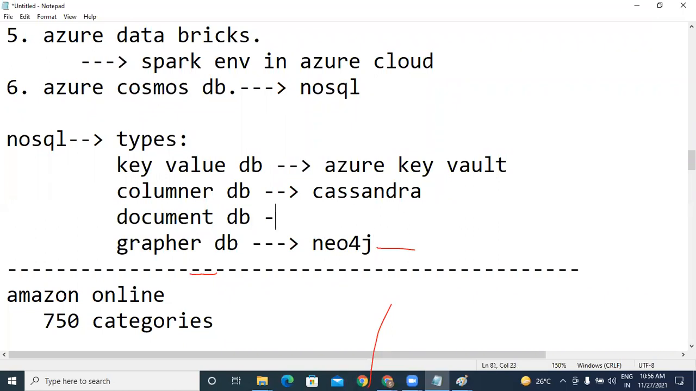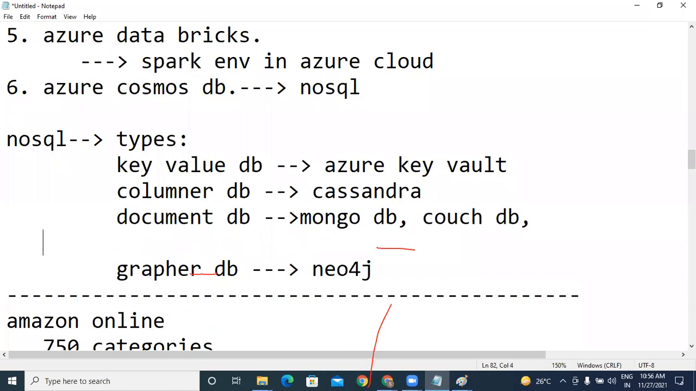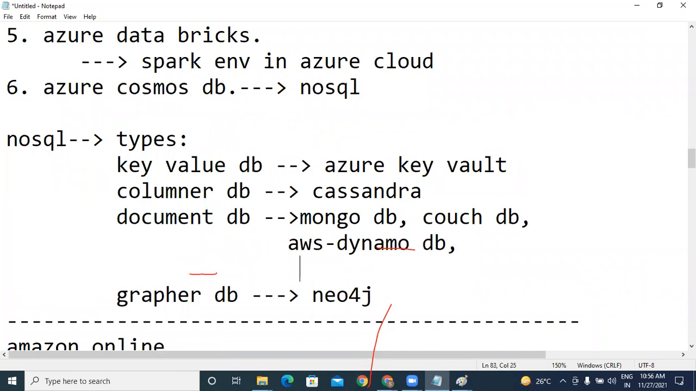If it is document store, the popular ones are MongoDB and CouchDB. Same thing in AWS, they have DynamoDB. Same thing in Microsoft, you have Cosmos. Understood. Nowadays, most full stack applications are running under these document kind of stores.